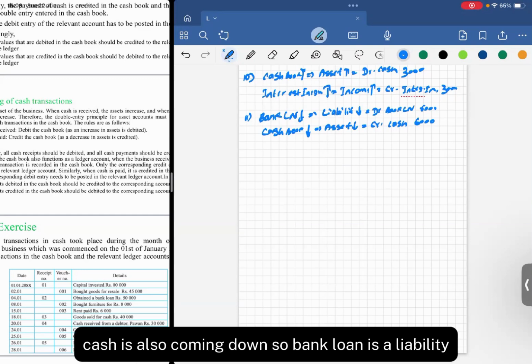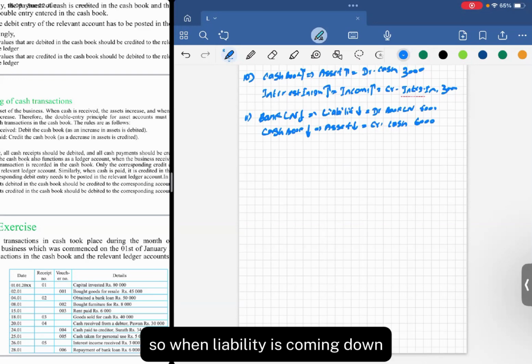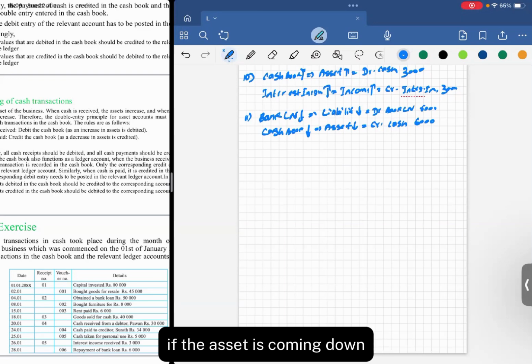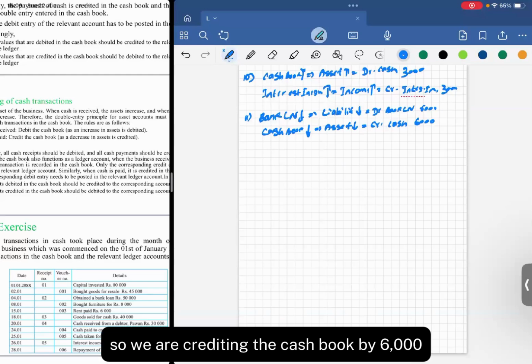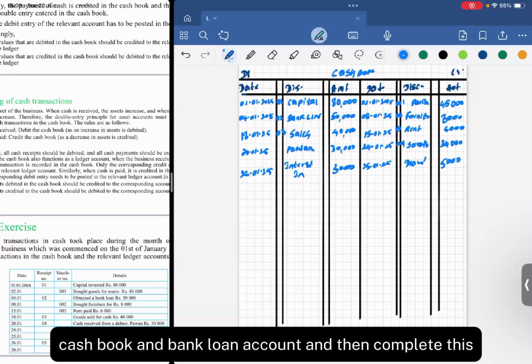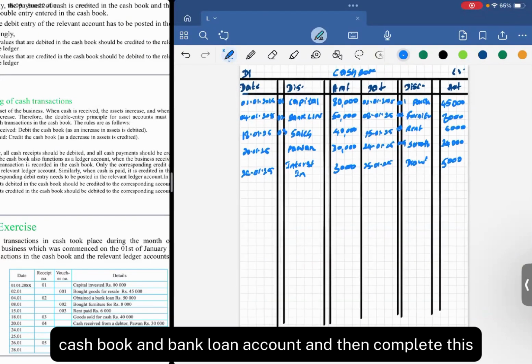Bank loan is a liability, so when a liability is coming down, we have to debit the bank loan by 6,000. The cash book is an asset, and if the asset is coming down, then we have to credit it. So we are crediting the cash book by 6,000. Let's go to the cash book and bank loan account and complete this.